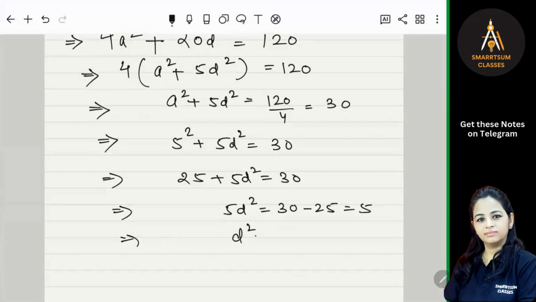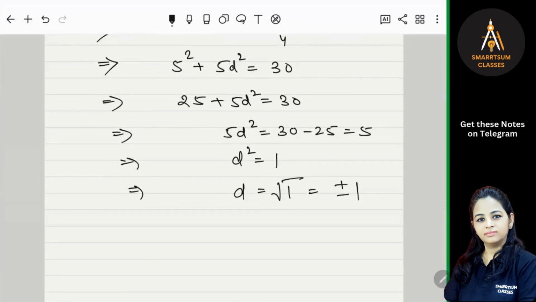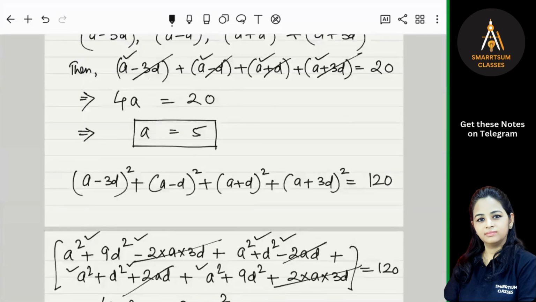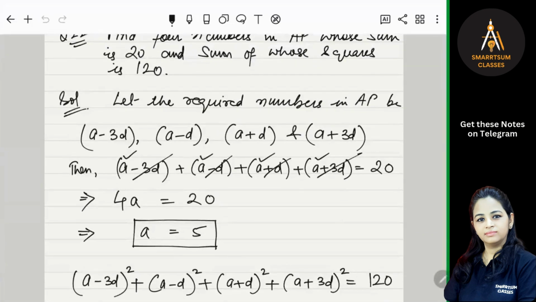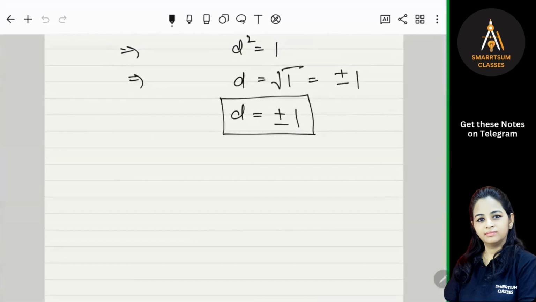So from here you can find d square as 5 upon 5, which is 1, and now d will be equal to the square root of 1, which is plus minus 1. So what is the value of d? d is plus minus 1. Now, we will find out the set of numbers by taking both values of d, one time plus 1 and another time minus 1. So just put the values of a and d within the numbers which we have assumed: a minus 3d, a minus d, a plus d and a plus 3d, and find out the numbers.